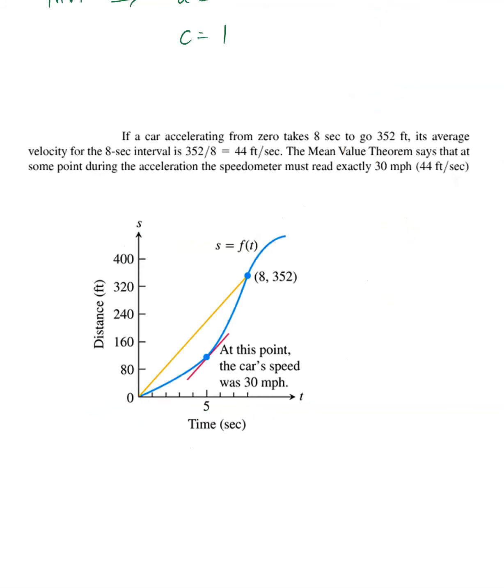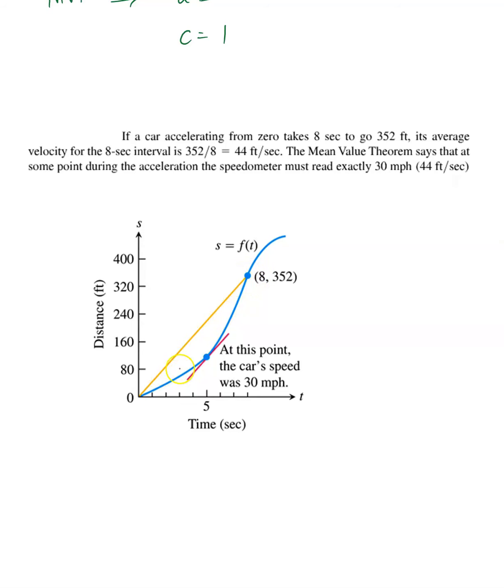Let's take a look at this example. A car is accelerating from 0. Look at the graph here. I'm going to explain this using the graph down here. The car is accelerating from 0 and takes 8 seconds, so that's your t. So it takes 8 seconds, 5, 6, 7, 8, to go to 352 feet. That's the corresponding y value here. So from 0 it accelerates and gets to 352 feet in 8 seconds.